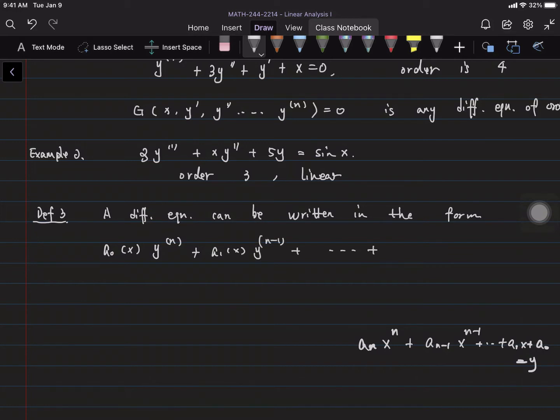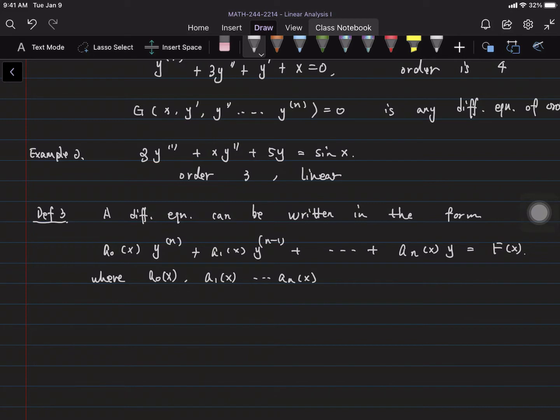So in the general case, this is a_n(x) y^(n) plus ... plus a_0(x) y equals f(x). Sometimes our function can be written this way, and here all those coefficients are functions of x. This is called a linear differential equation.